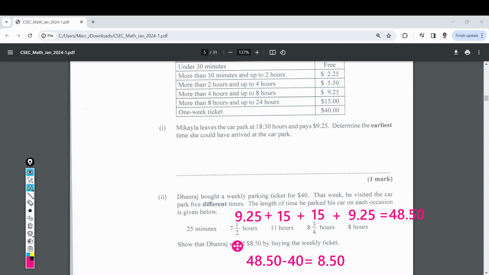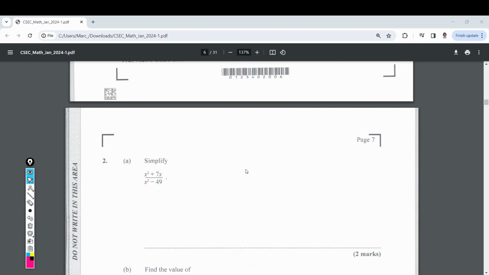So it's pretty obvious that you're gonna end up saving some money if you decide to purchase a parking ticket for $40, right? In this case, this person, Dan Raj, saved $8.50 by purchasing the parking ticket. All right, awesome, guys. So that's actually the end of number one.